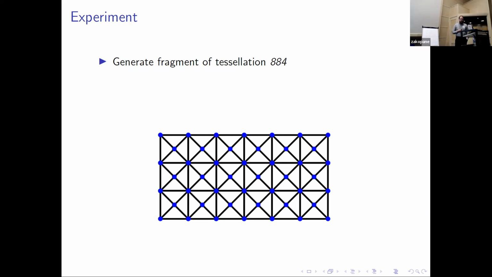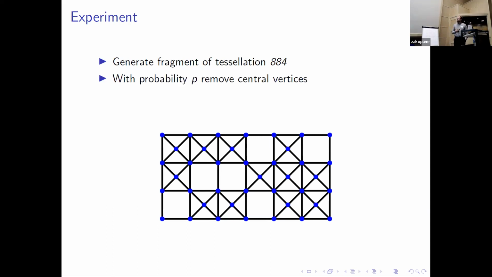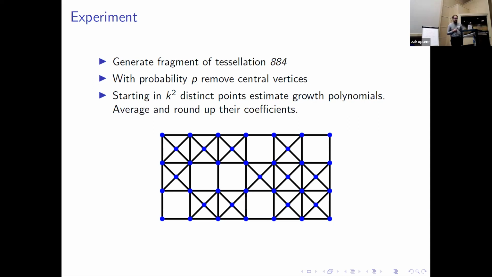So for the experiment, we generated a fragment of tessellation 884. In the next step, with probability p, we were removing central vertices and coincident edges from our tessellations. After corrupting our tessellation, we started computing group polynomials, but starting in different fragments of the tessellation. Then we averaged the coefficients of these polynomials, rounded them to integers, and tried to classify tessellations using these averaged and rounded polynomials.